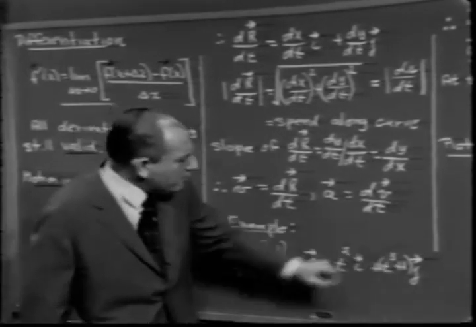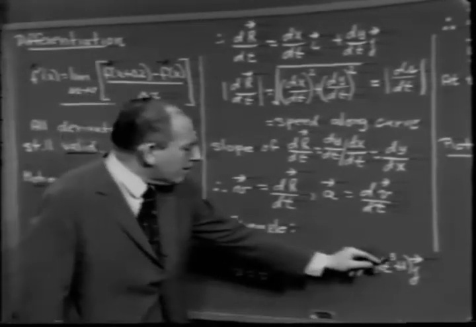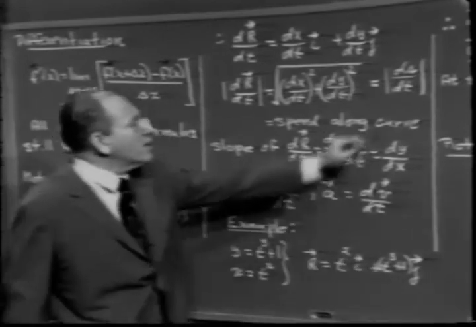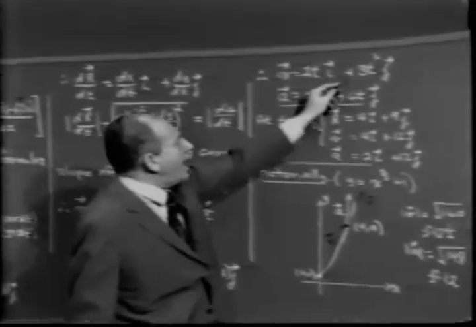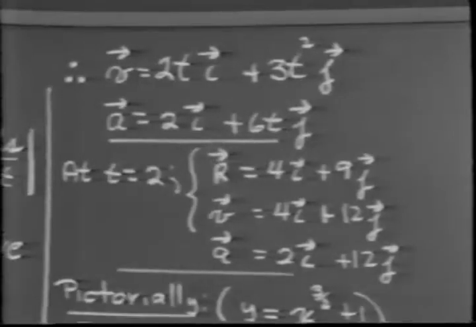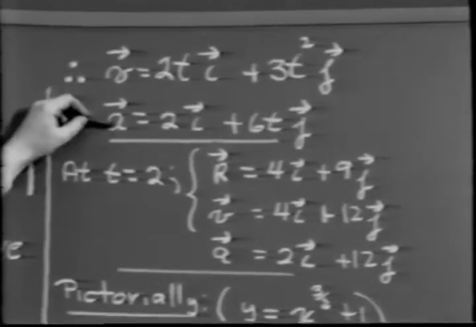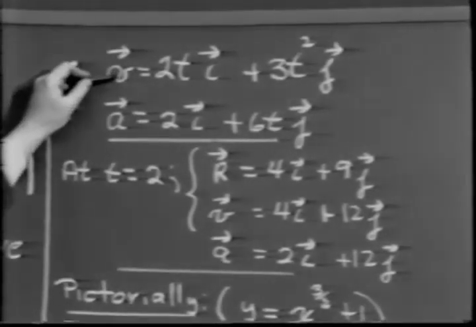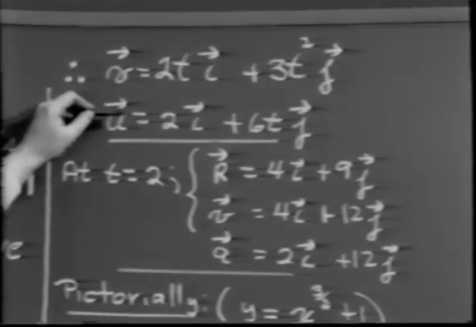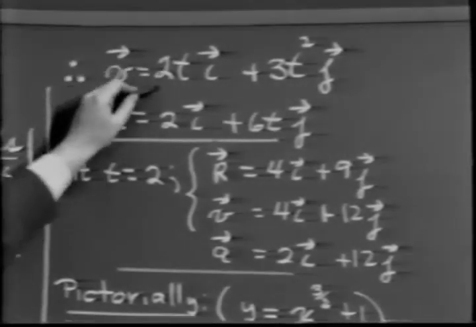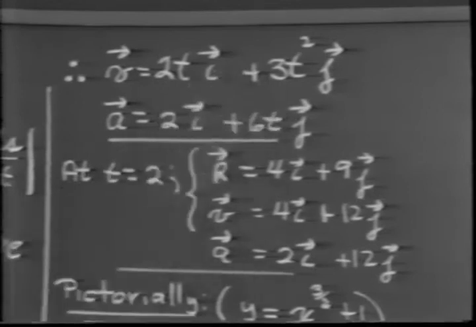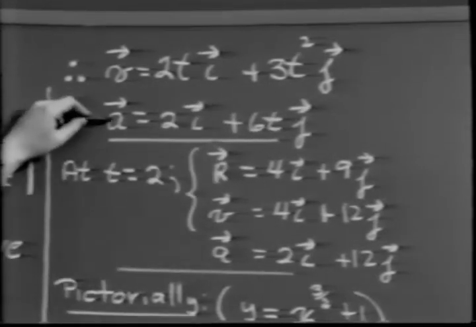This is going to give me what? The derivative of t squared is 2t. The derivative of t cubed plus 1 is 3t squared. So my velocity vector is just 2t i plus 3t squared j. Now to get the acceleration vector, I simply have to differentiate the velocity vector with respect to time. And I get what? 2i plus 6t j.